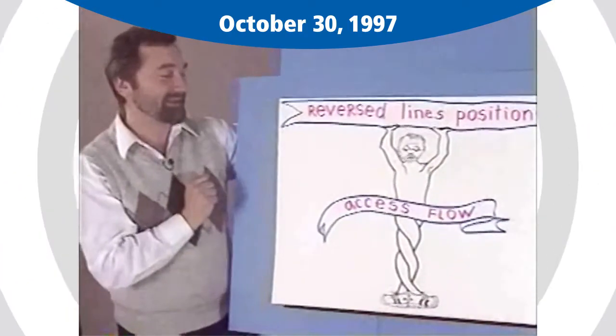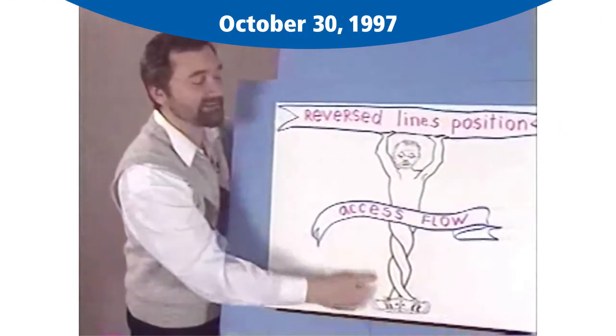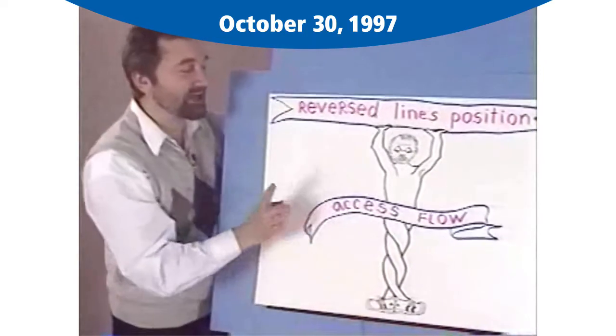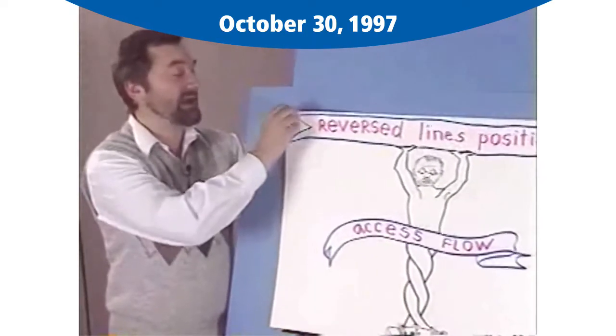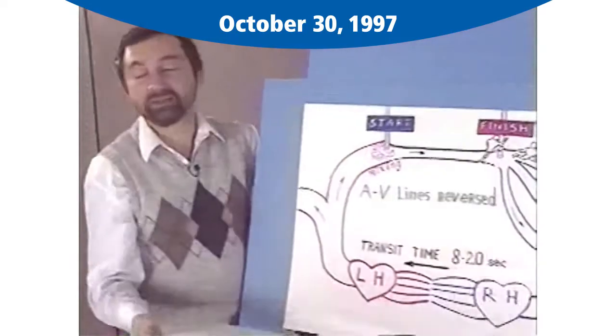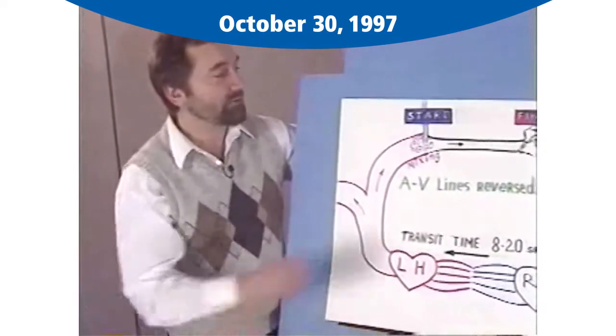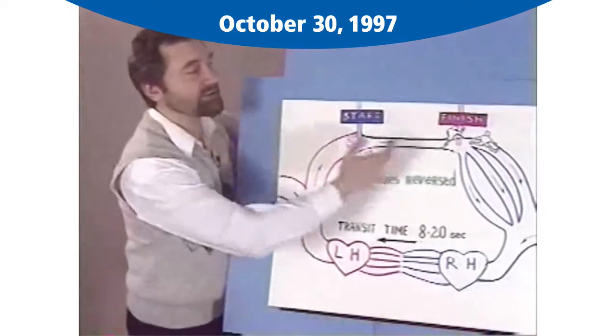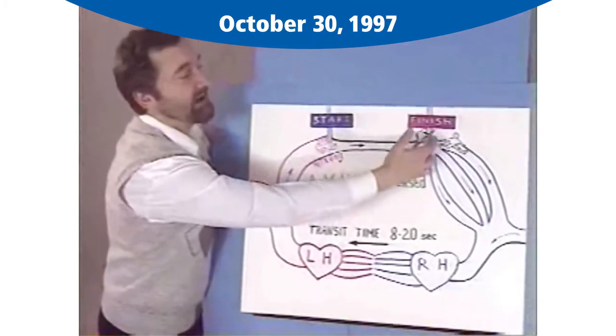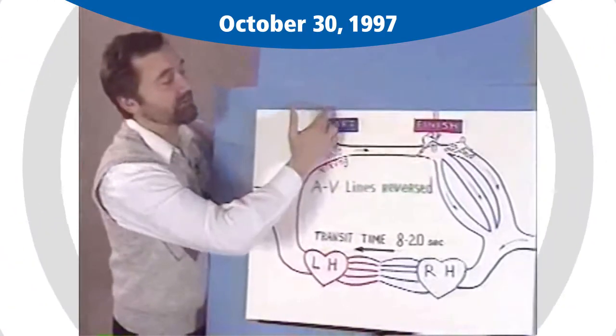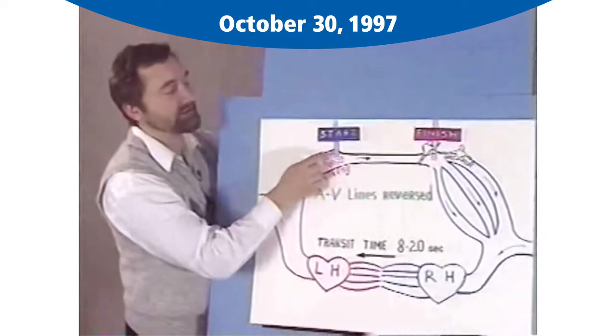Vascular access flow is measured at reverse line position. So to measure shunt flow, we reverse the hemodialysis lines. When we reverse the line, we withdraw blood from the venous part of the vascular access and return it back to the arterial line. This is a venous outflow.